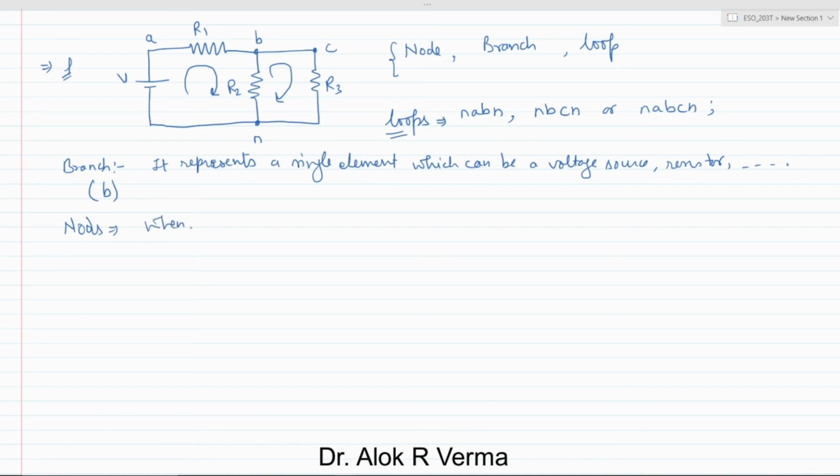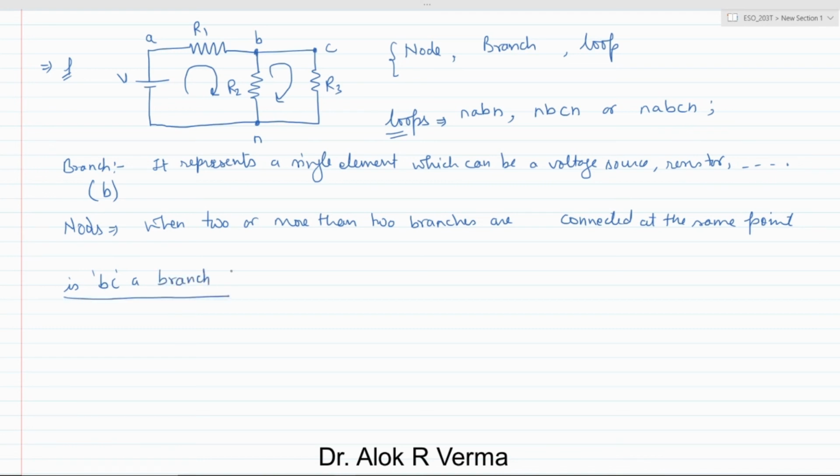Okay, now nodes. When two or more than two branches are connected at the same point, then that point becomes a node. So suppose one branch AB is connected on the B, then B and N is there. Is BC a branch? So question first, is BC a branch?